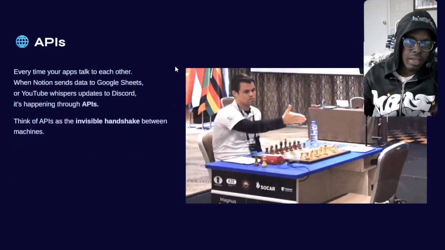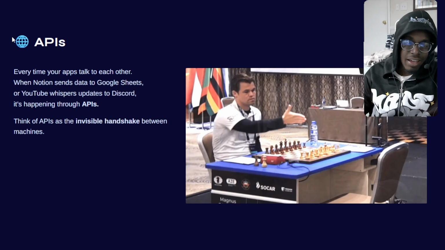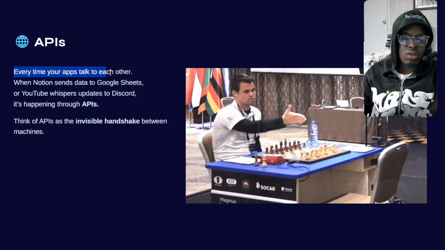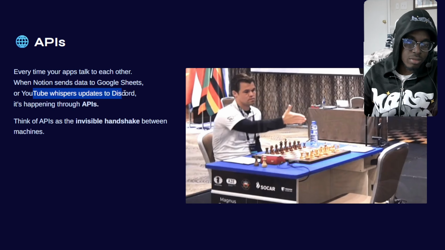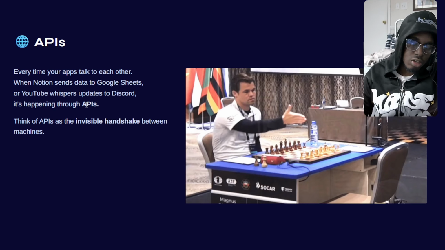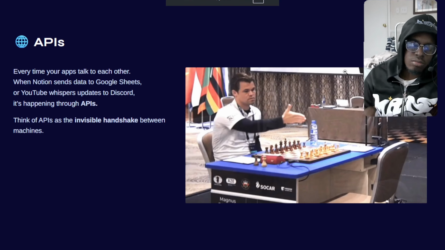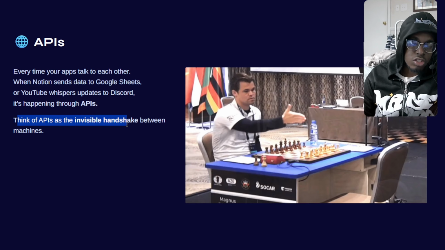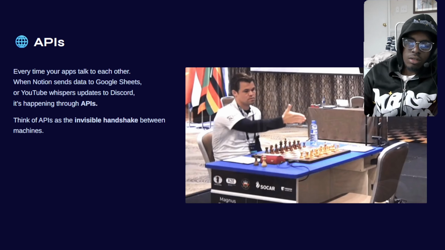So yeah, APIs. I like to think of APIs, and most people know what APIs are, but every time your apps talk to each other is essentially what that is. When Notion sends data to Google Sheets, or YouTube whispers updates to Discord, that is happening through an API. So all the credentials, everything we were discussing, none of that is possible without an API, right? So API stands for application programming interface. So yeah, think of APIs as the invisible handshake between machines, right?